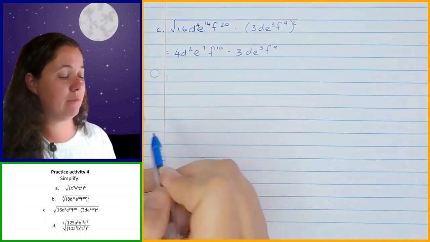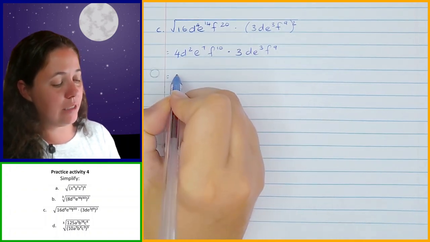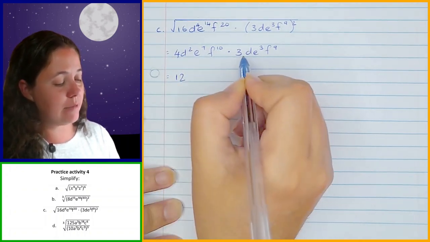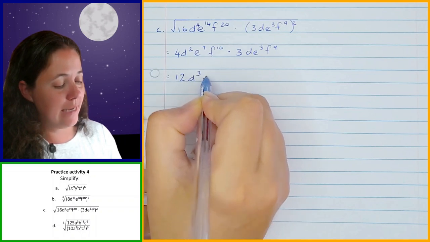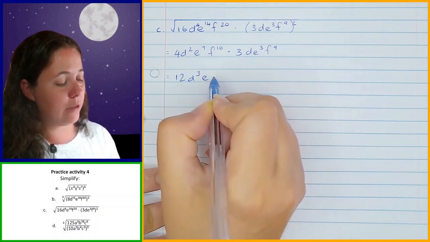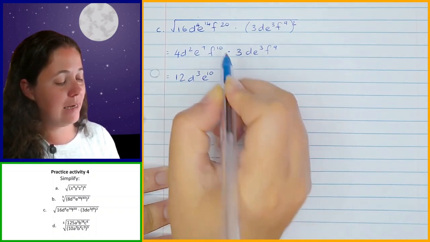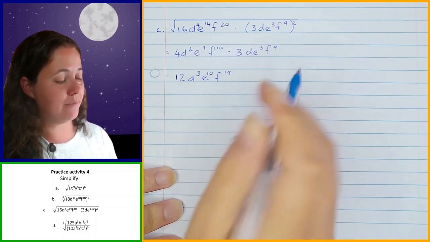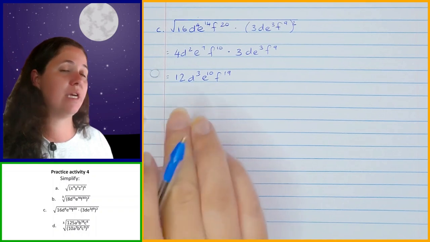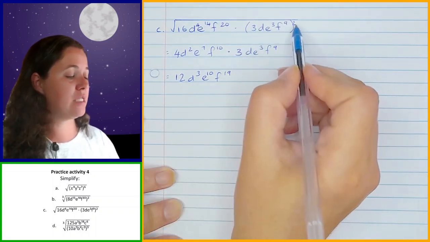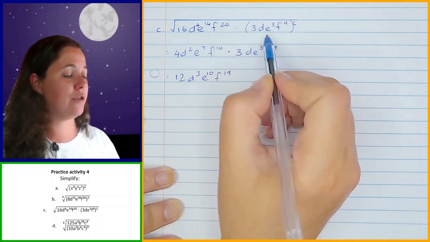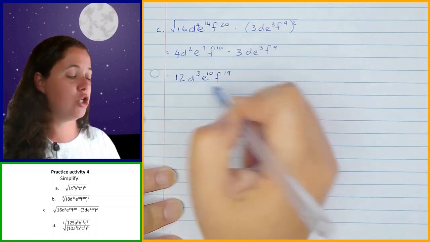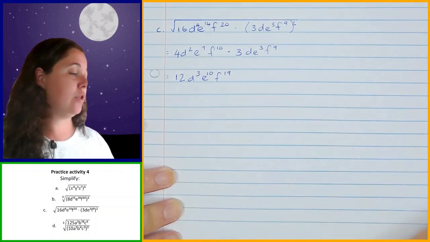Okay, and now I'm going to simplify that. That gives me 4 times 3 is 12. D squared times D is D cubed. E to the power of 7 times E to the power of 3 is E to the power of 10. And F to the power of 10 times F to the power of 9 is F to the power of 19. Okay, so that is one way of doing it. The other way of doing it, obviously, is to first simplify that and multiply those together and then find the square root. And you should get to the same answer either way.